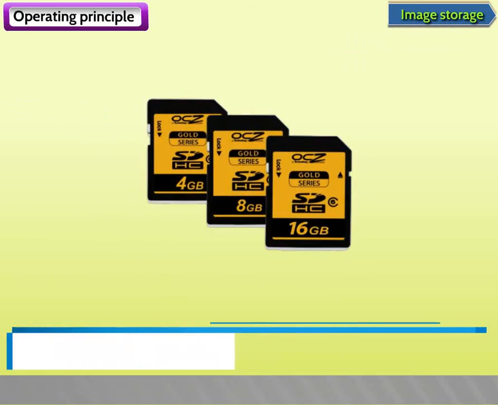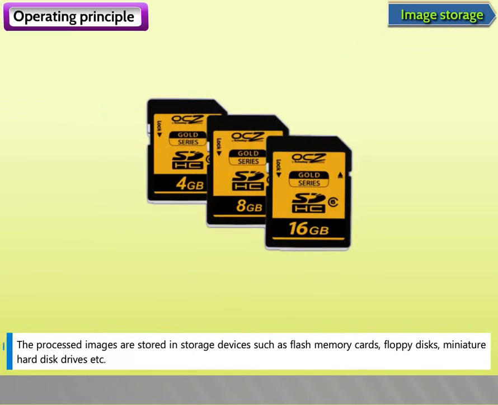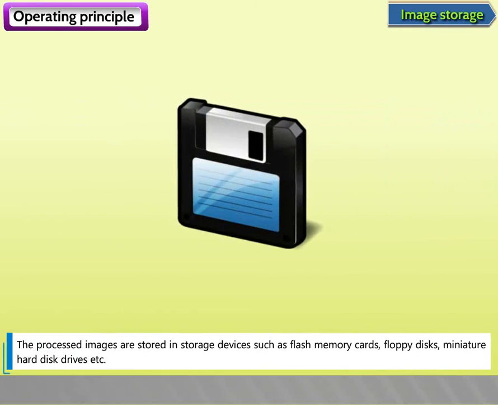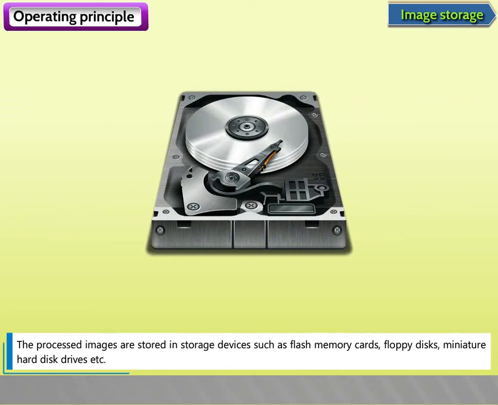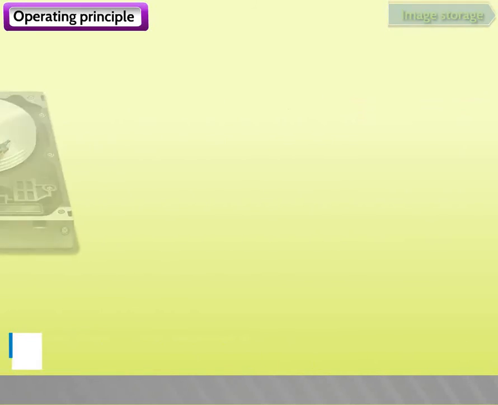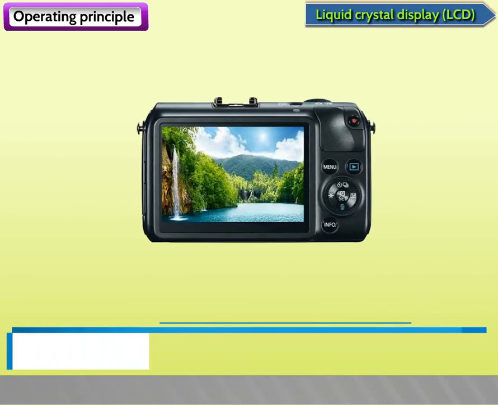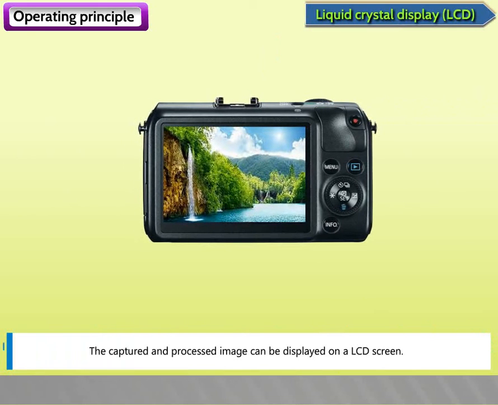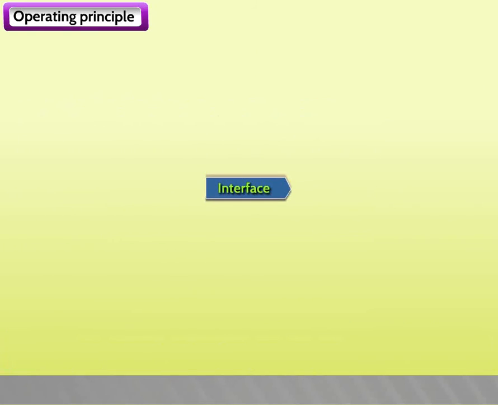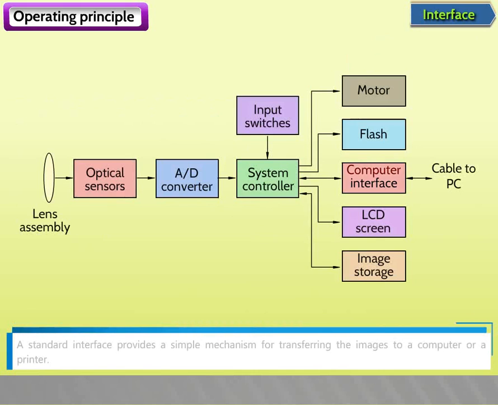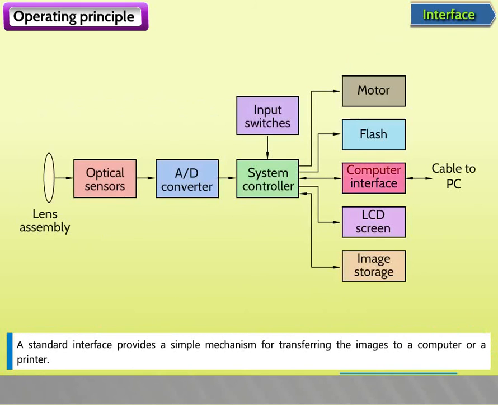Image storage. The processed images are stored in storage devices such as flash memory cards, floppy disk, miniature hard disk drives, etc. Liquid crystal display, that is LCD. The captured and processed image can be displayed on an LCD screen. Interface. A standard interface provides a simple mechanism for transferring the images to a computer or a printer.